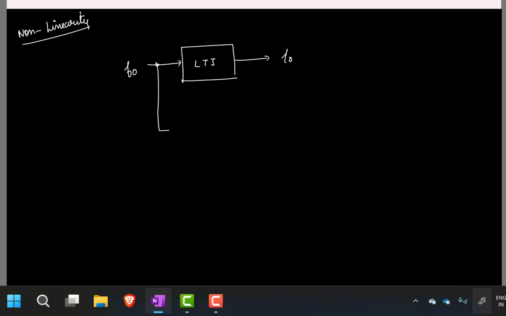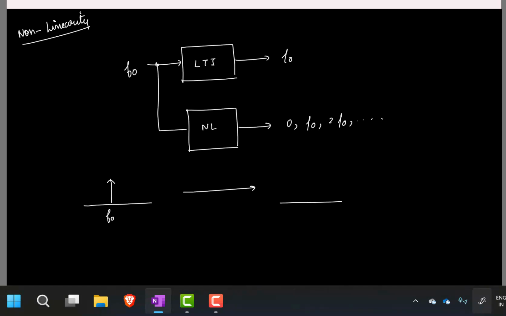Now if I do the same thing with a non-linear system, what will be the sinusoidal frequencies I observe? You can get all harmonics of it starting from DC. So basically, if the input is a pure sinusoid, at the output you will have the sinusoid obviously, with all the harmonics starting from DC. This is f0 to f0.